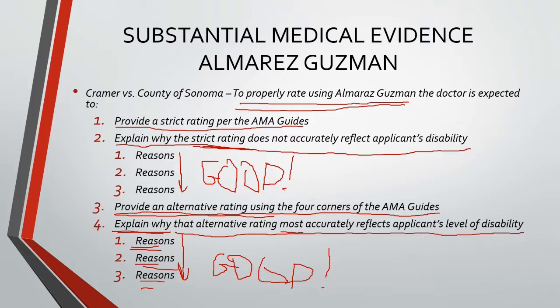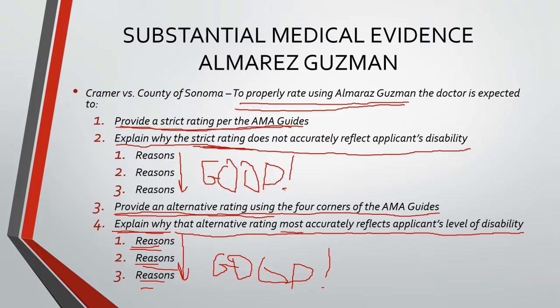So imagine this. Let's go back to your report now. Let's take a look at your report. In your report, this section would be formatted somewhat as follows. So this is under a separate subheading in your report entitled Alternative Impairment Rating under Almaraz and Guzman. Step number one, in my opinion, Mrs. Smith qualifies for 16% whole person impairment rating under the strict application of the AMA guides, period. See discussion above. There's step one.